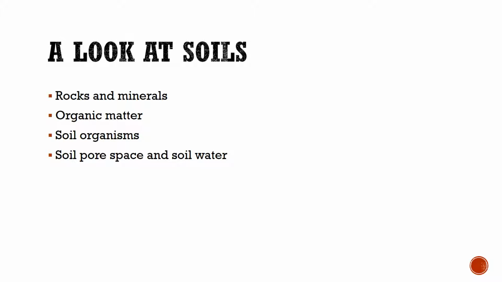So now let's take a look at soils. So we're going to kind of break it down here. So we'll look at rocks and minerals, different types of organisms that we have within the soil, organic matter, and then soil pore space and soil water, and how those have to interact just right for soils to better give those nutrients and water and oxygen to the plant.